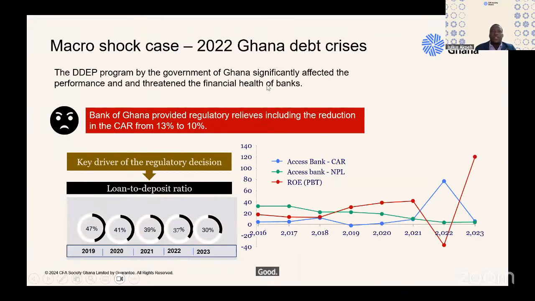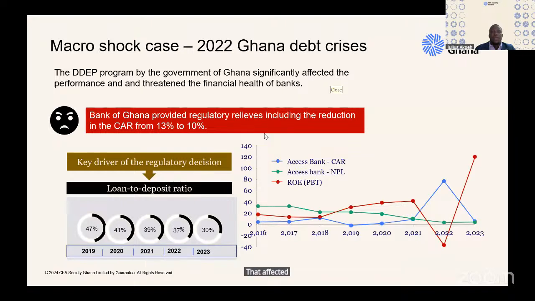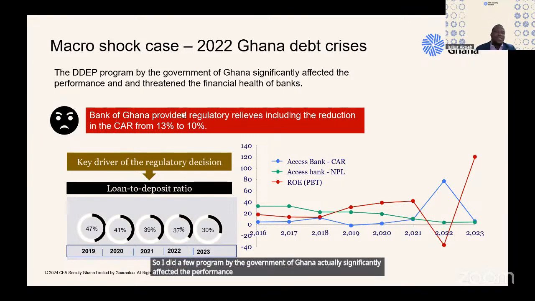Now, what I want to look at here is the macro shock case. What I mean by the macro shock case here is the DDP program that affected the whole economy. And that is what I want to look at here. So the 2022 Ghana debt crisis is what I'm looking at. The DDP program by the government of Ghana significantly affected the performance of banks and threatened their financial health.